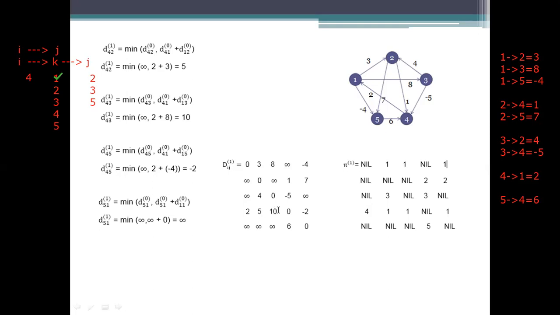4 to 3 is 10. 4 to 4 will be 0. 4 to 5 will be -2. Okay. And coming to the next one, 5, and there are no updations. We have taken infinity as the final answers here.